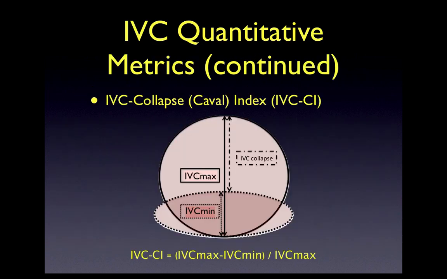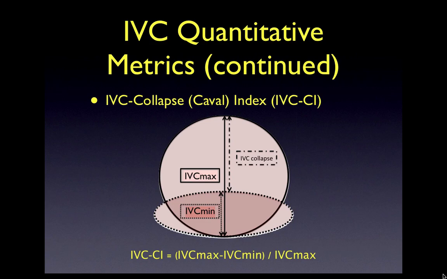An additional quantitative metric is the IVC collapse index, also known as the IVC caval index. And this can be thought of as a type of IVC ejection fraction. And essentially, you're going to take the maximal IVC diameter, you're going to subtract the minimal IVC diameter from that, you're going to take that number and divide it by the IVC maximal diameter. Typically, the collapse index is reported as a percentage. When you approach 100%, that means that the IVC has near totally collapsed, and the patient is probably intravascularly depleted.